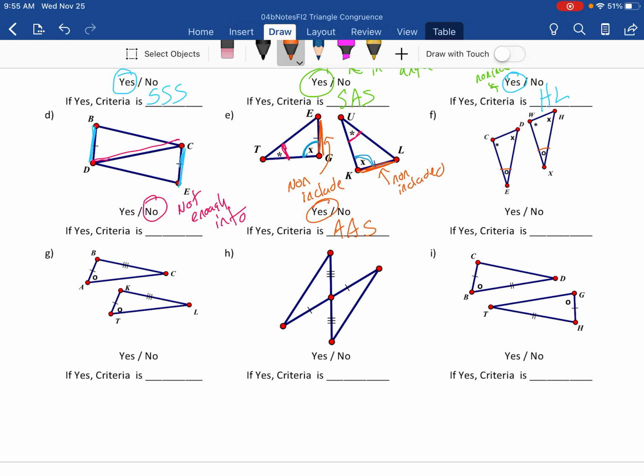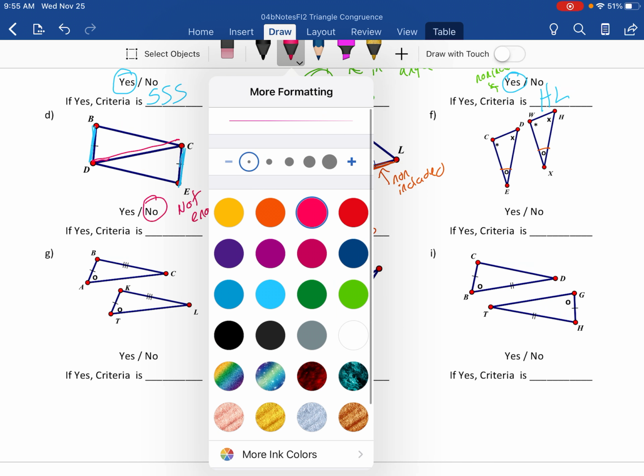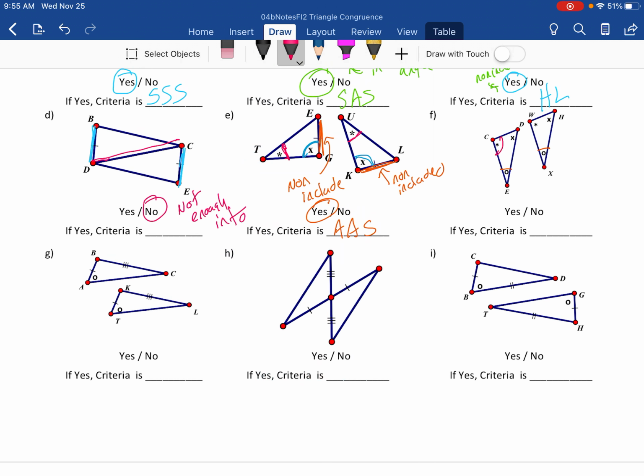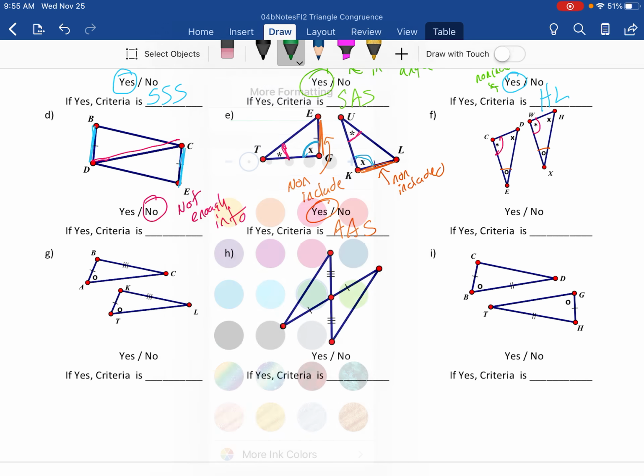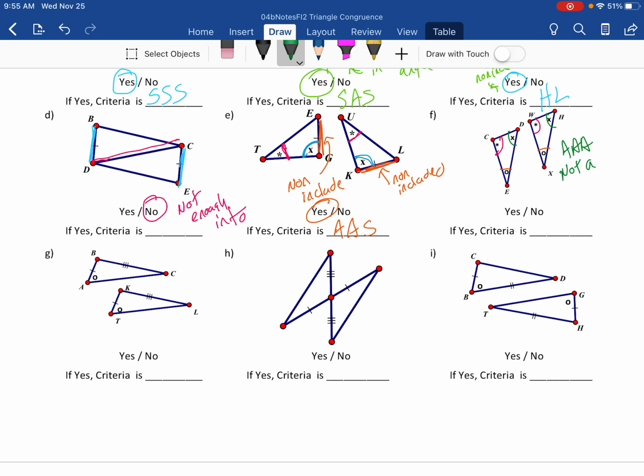This one here, so we have this angle and this angle. We have this one, this little star and this little star. And then we have this X and X. But this is angle, angle, angle, and this is not a way to prove congruence. So this is going to be no. Okay, because those triangles could actually be different sizes. So don't trust your eyes.